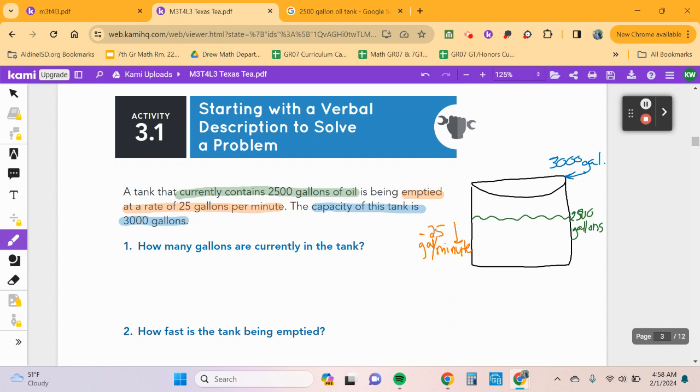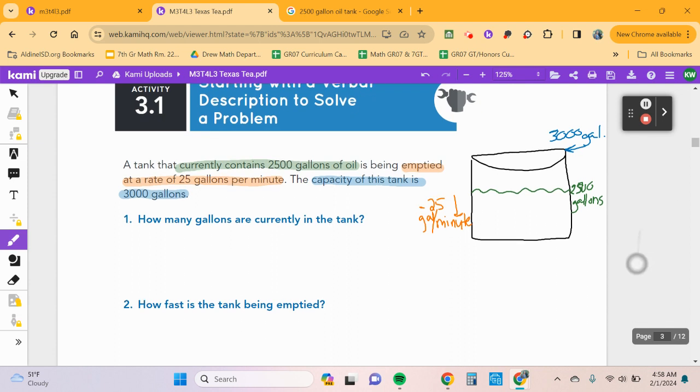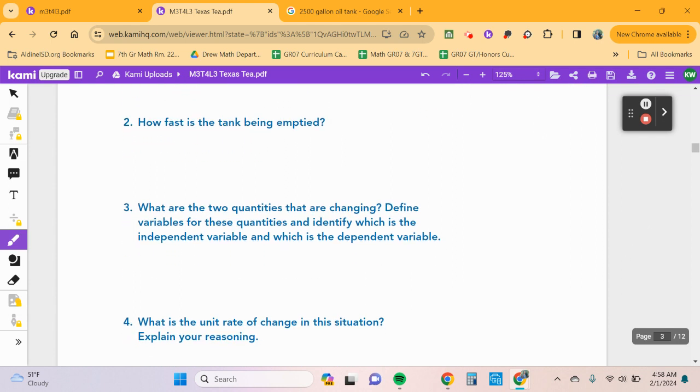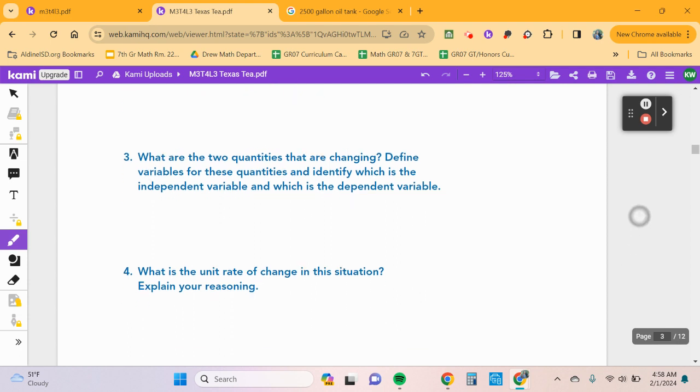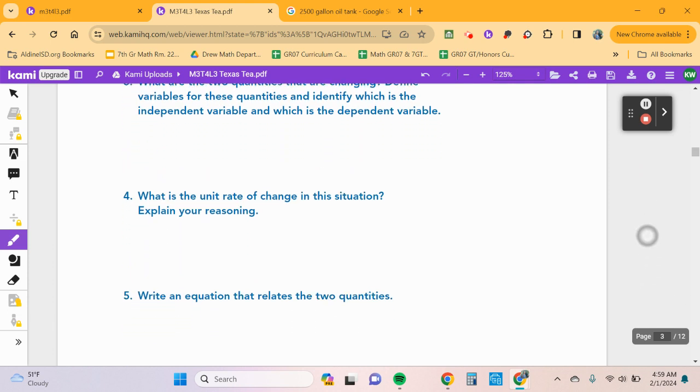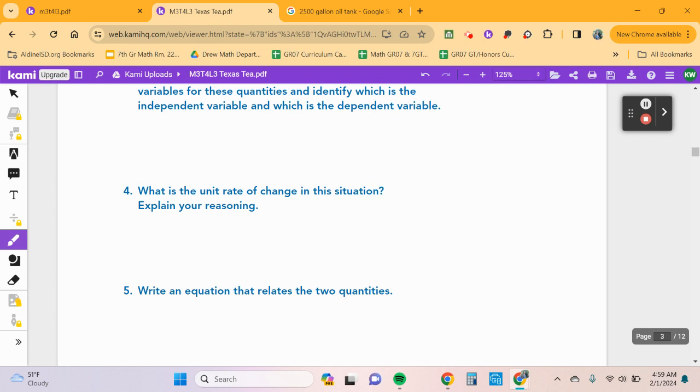All right, so let's get started. Question number 1 says, how many gallons are currently in the tank? Number 2, it says, how fast is the tank being emptied? Question 3, it says, what are the two quantities that are changing? Define variables for the quantities and identify which is the independent variable and the dependent variable. And then number 4, it says, what is the unit rate of change in this situation? And lastly, number 5 on this page, write an equation that relates the two quantities.